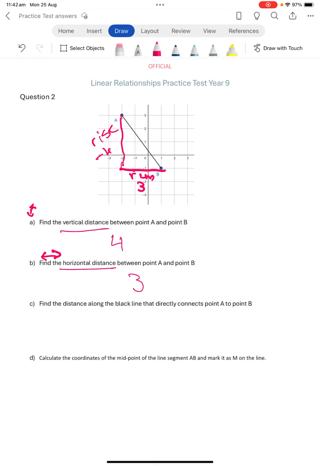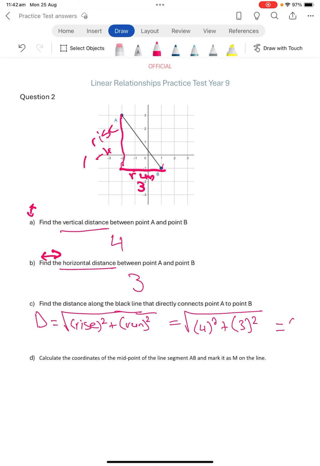The distance along the line from point A to point B, if you guys remember, we use this big ugly formula here. Rise squared plus run squared, which I know most of us have on our page of notes, which is very important. And then replacing the rise with 4, because that's what we increase by, and my run with 3, it would look like 4 squared plus 3 squared, which is equal to 5.